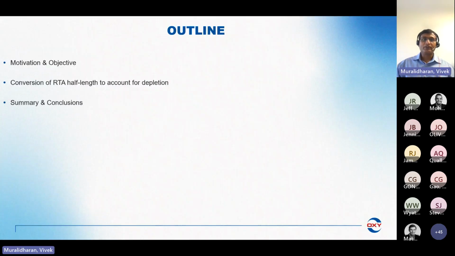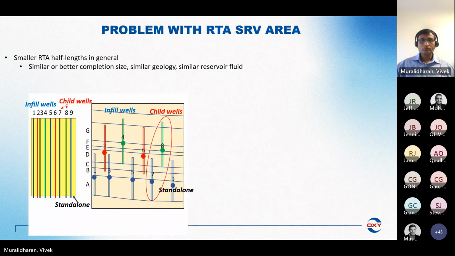Okay, the outline here is pretty simple. We'll start with motivation and objective, and we will provide a solution to convert this RTA half-length to account for depletion. And finally, we'll wrap up with summary and conclusions. Okay, as I mentioned, there is a problem with the RTA SRV area.